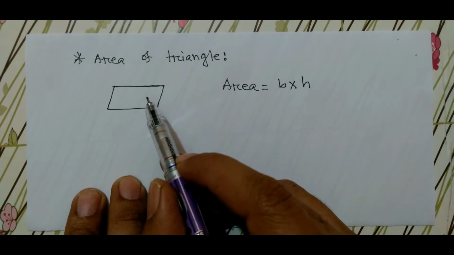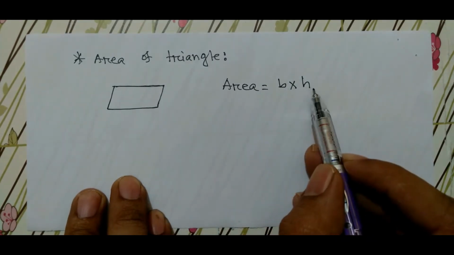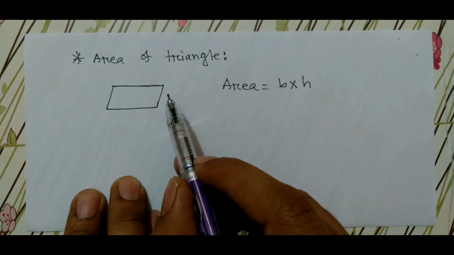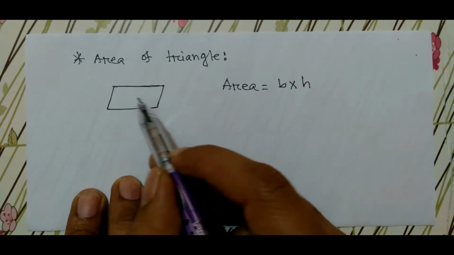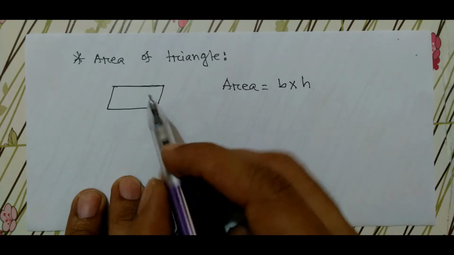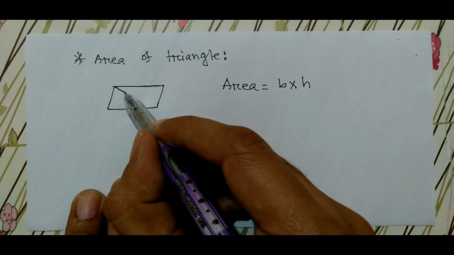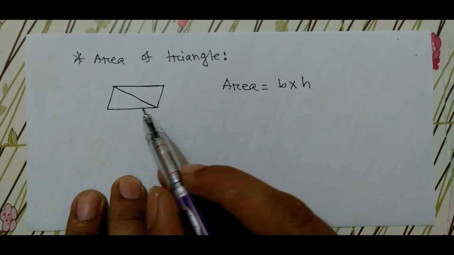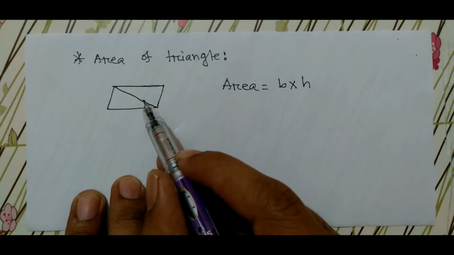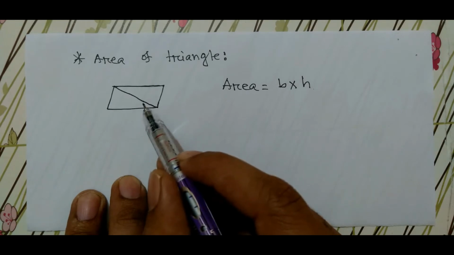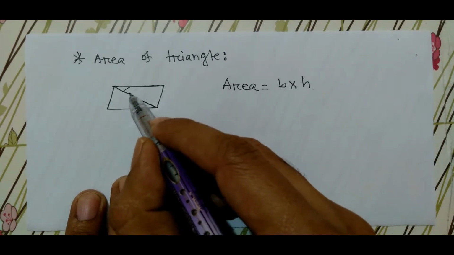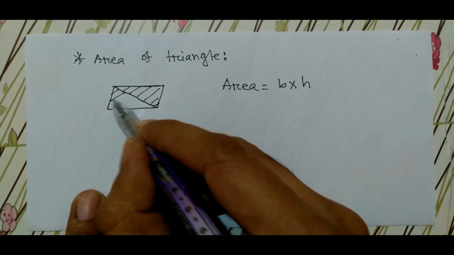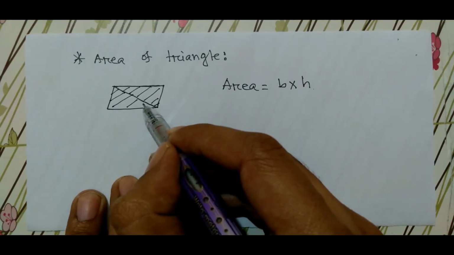Already we know that the area of parallelogram is base multiplied by height. Now we will find the area of triangle. To do this, at first we have to cut the parallelogram into two equal sections. Let's cut the parallelogram into two equal sections by drawing a diagonal. If we look very carefully, then we will see that two triangles have been created in the parallelogram. One triangle has been created in this portion and another triangle has been created in another portion.